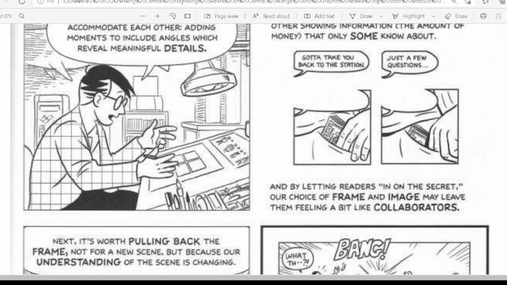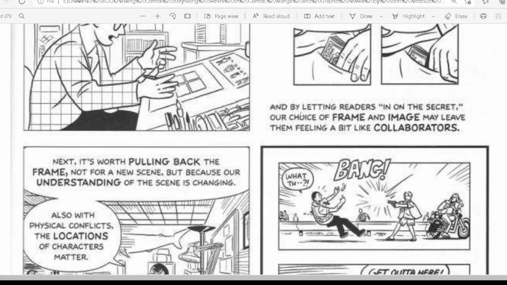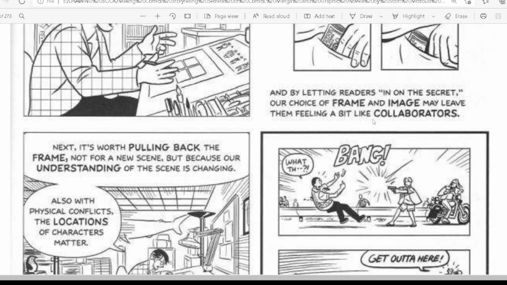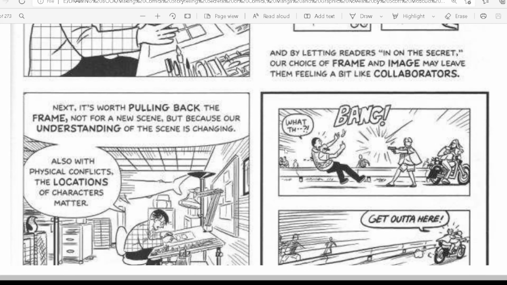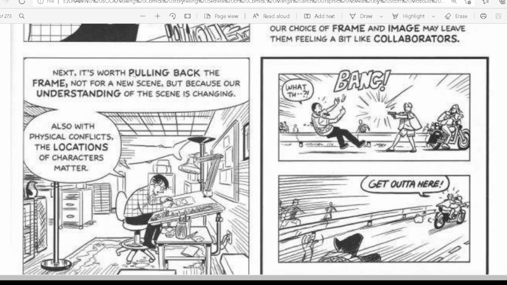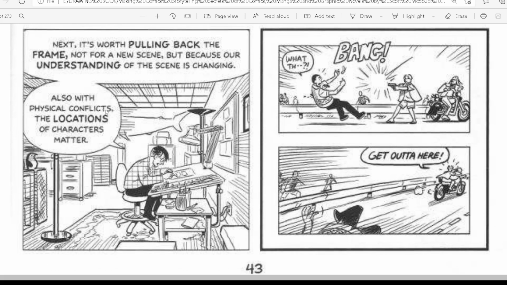Just a few questions, and by letting readers in on the secret, our choice of frame and image may leave them feeling a bit like collaborators. Next, it's worth pulling back the frame, not for a few scenes, but because your understanding of these scenes is changing. Also, with physical conflict, the locations of characters matter.